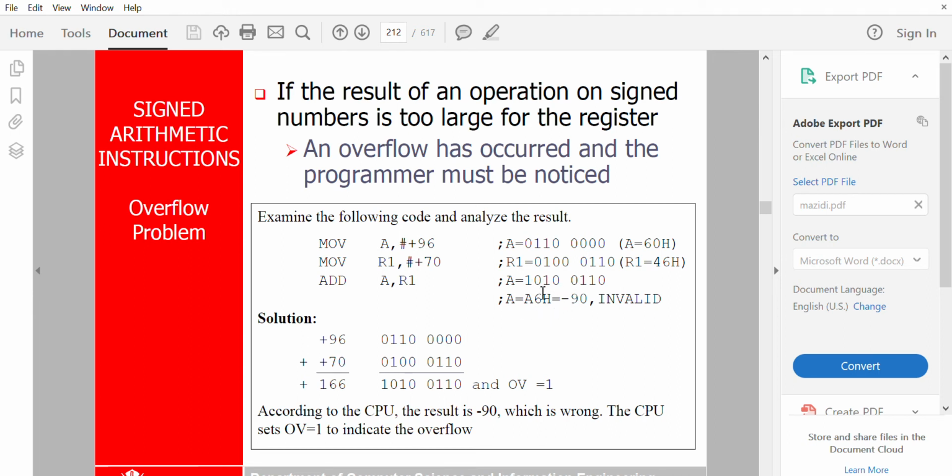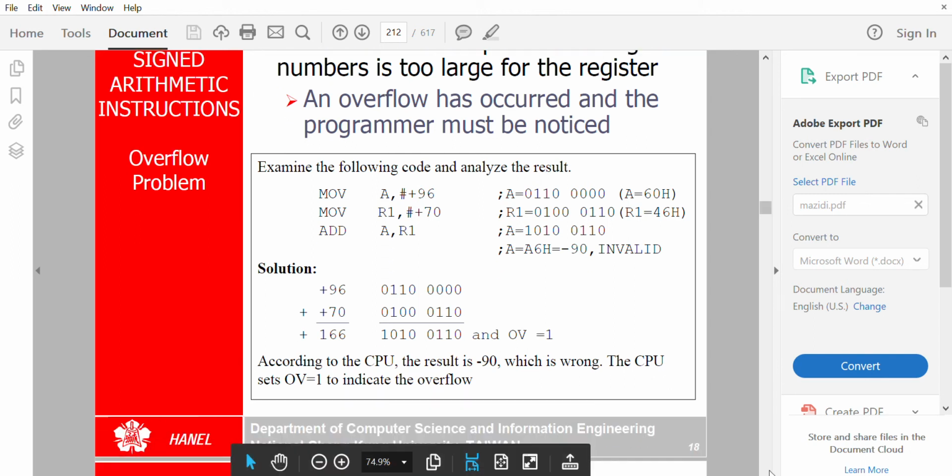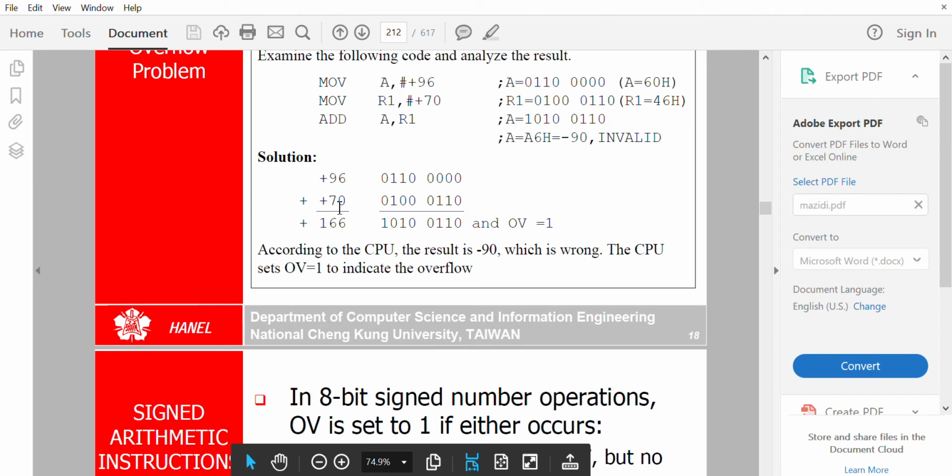A6 is 1010 and 0110. So since the MSB bit is 1, that is treated as a negative number, and so this will be an invalid number. So in such cases, the overflow flag will be set to 1. So you need more number of bytes or bits to represent this particular number. You cannot do this using so many bits.